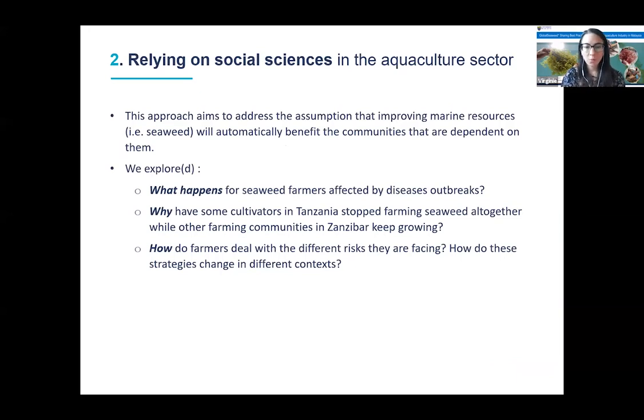With this approach, we explored in more detail what happens for seaweed farmers affected by disease outbreaks in different places. We also asked the why question: why some cultivators, for example, in Tanzania, stop farming seaweed altogether, while other farming communities in Zanzibar keep growing and flourish. We also asked how do farmers deal with the different risks that they're facing? How might these strategies change in different contexts? Because that will help us build a more nuanced picture of the current risks faced by seaweed farmers and the current strategies to deal with those risks.